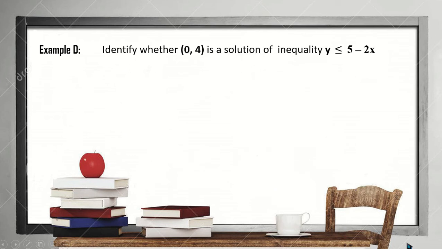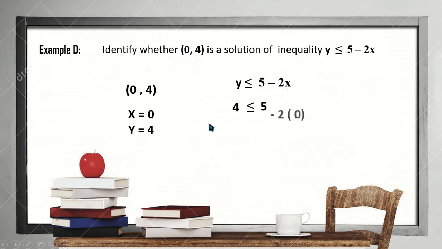2x. Example D, identify whether 0 and 4 is a solution of inequality y is less than or equal to 5 minus 2x. Okay, so we have point 0 and 4. So, ang x natin ay 0 at ang y natin ay 4. So, substitute na natin. Ang y natin is 4. Then, less than or equal to 5 minus 2. Ang x natin ay 0.